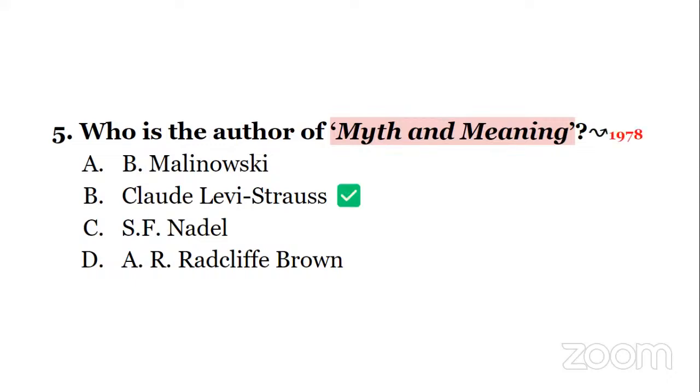And the answer is Claude Lévi-Strauss. He wrote this book, Myth and Meaning, and it was first published in the year 1978.